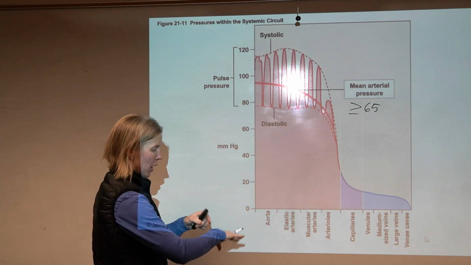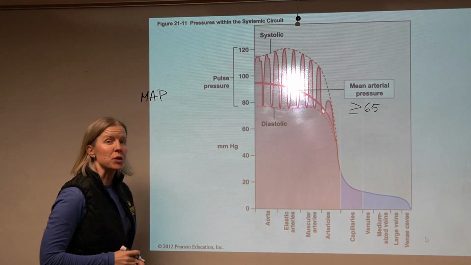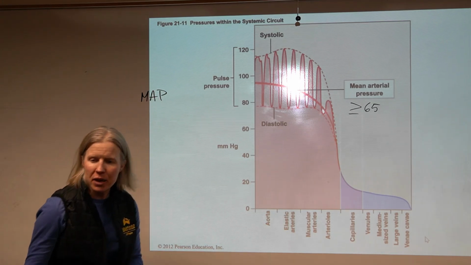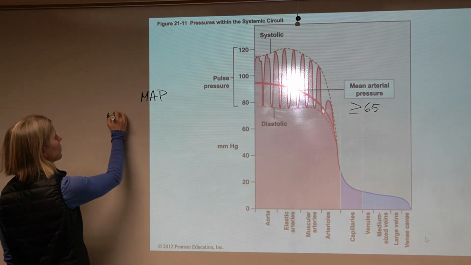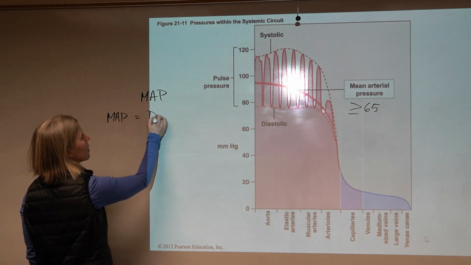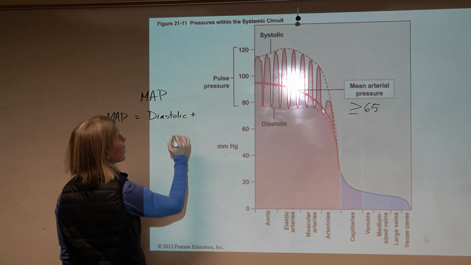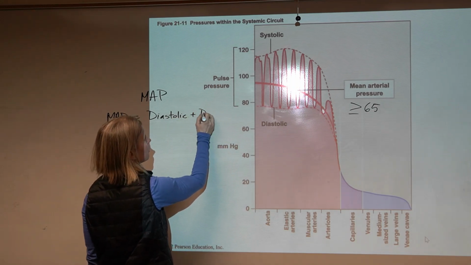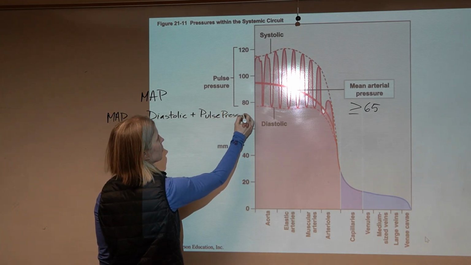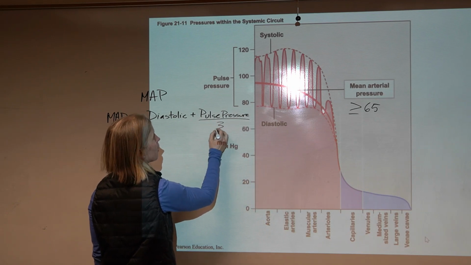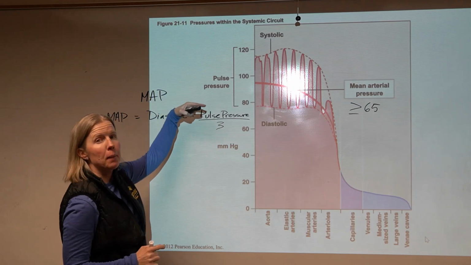So mean arterial pressure is calculated. Okay. So it's abbreviated MAP. And mean arterial pressure is going to be the diastolic blood pressure plus the pulse pressure divided by 3. Now, pulse pressure is just systolic minus diastolic.